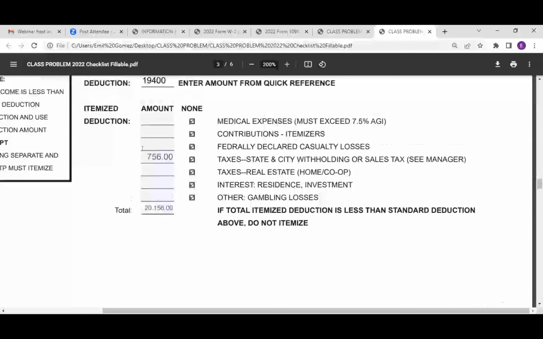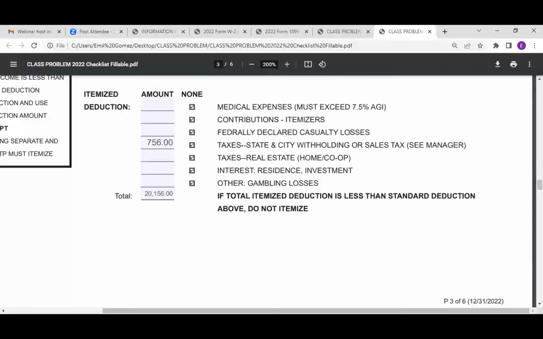So when we come up to potential itemized deduction amounts, we talked about medical expenses, where we talked about that AGI test. Make sure you're doing that before you enter a number here. Contributions, losses from federally declared disasters. Let's skip this for a moment. Real estate taxes, if the person owns a home or co-op, interest expense from the residence. Remember the 1098 form. Gambling losses, again, for our gambling friend who got lucky in the casino.